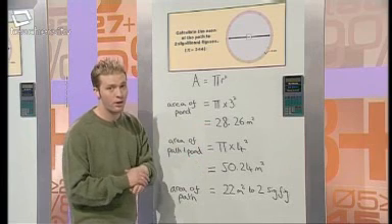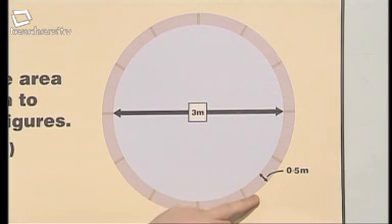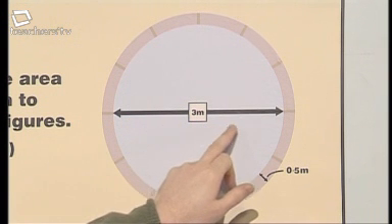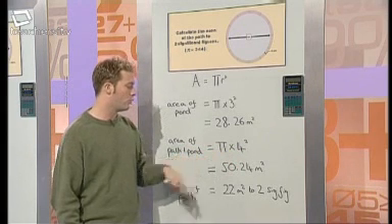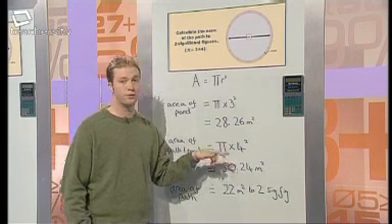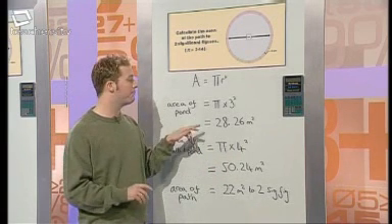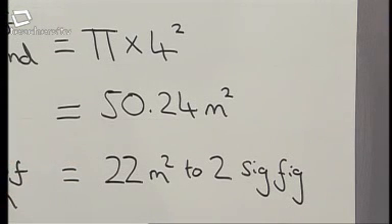To work out the area of the path and the pond, I use the same formula, but a path of width 0.5 metres on either side means the total radius is now 4 metres. And 4 squared multiplied by 3.14 is 50.24 metres squared. Now, to find the area of the path, I subtracted the area of the pond from this figure, and I got 22 metres squared to 2 significant figures.